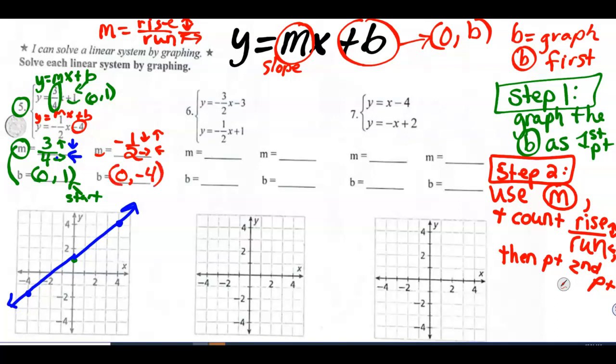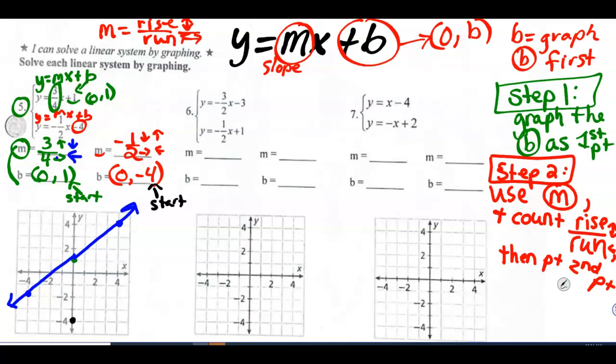So I'm going to go back to my steps. Every single one of these are going to be the same. Step 1 is I go to my B, and I look at it, and this is where I start. I put my first point on the B. So 0, -4. So I'm going to go 0, -4 is down here. Again, I know my first point always has to be on this up and down y-axis.